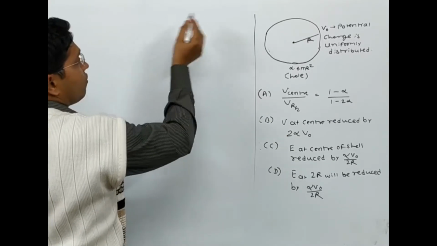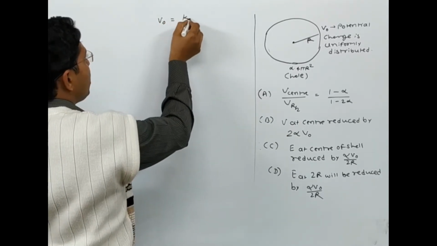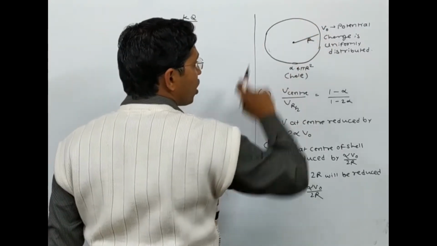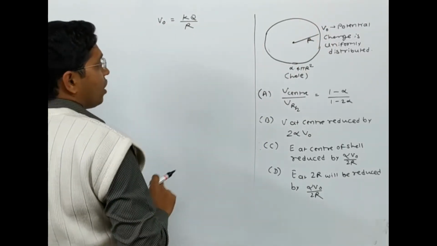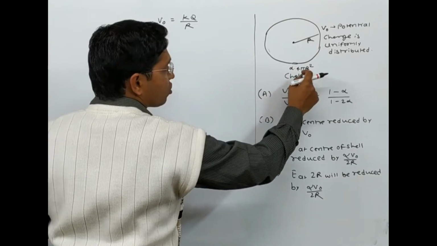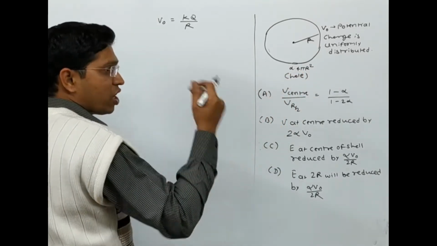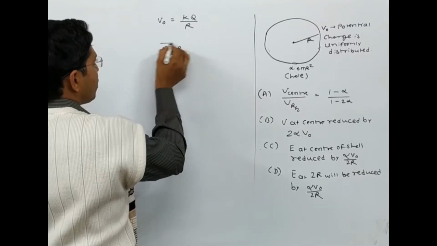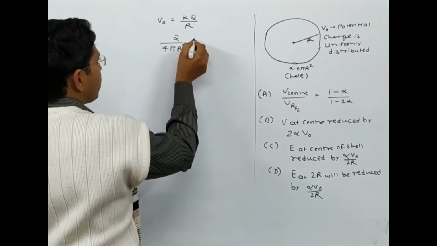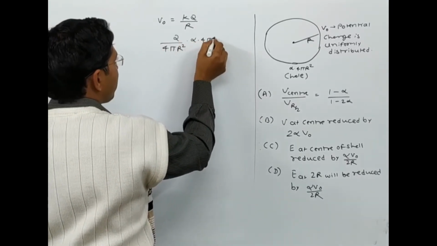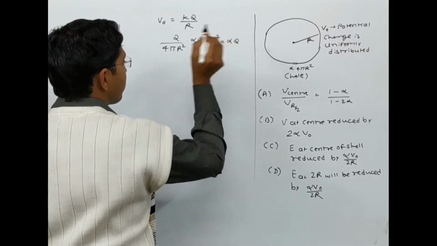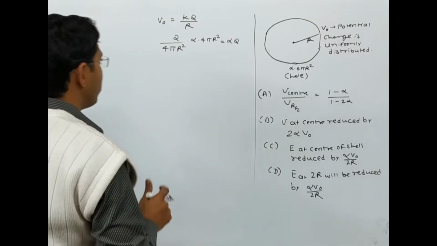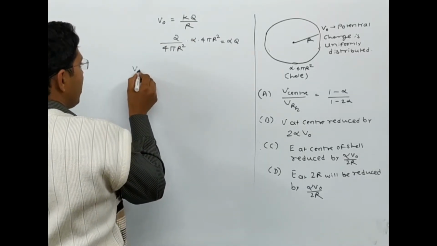So V0 is going to be kq by r, because that is the potential due to the whole charge on the shell. Now what is the charge of the cut portion, that is, how much charge has been removed? For 4 pi r square the charge was q, so for alpha into 4 pi r square the charge was obviously alpha q, and that alpha q amount of charge has been removed. Now what is going to be V at the center?